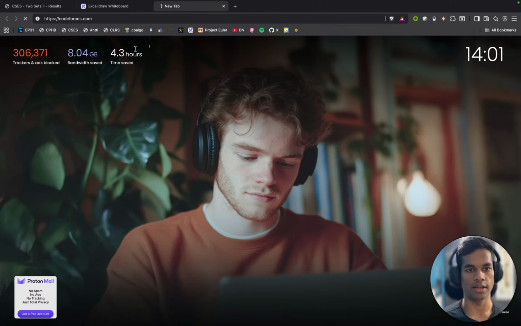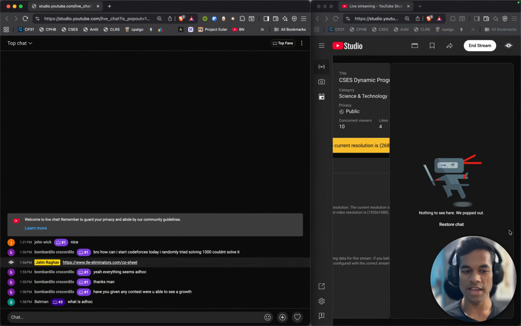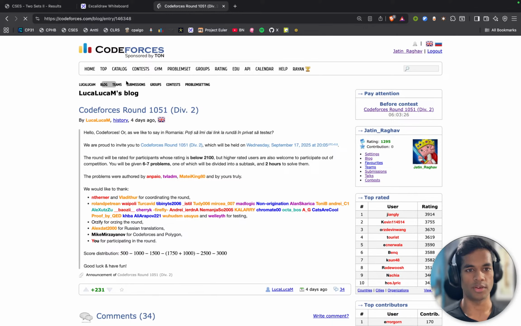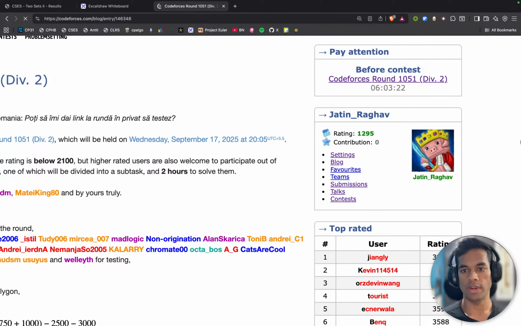Yeah, I have given a few contests on Codeforces. Codeforces is right there. Today is also a contest, a Division 2 contest. And maybe it might be too soon for you to give a contest. But yeah, today is a contest, and my rating is at this point 1295.